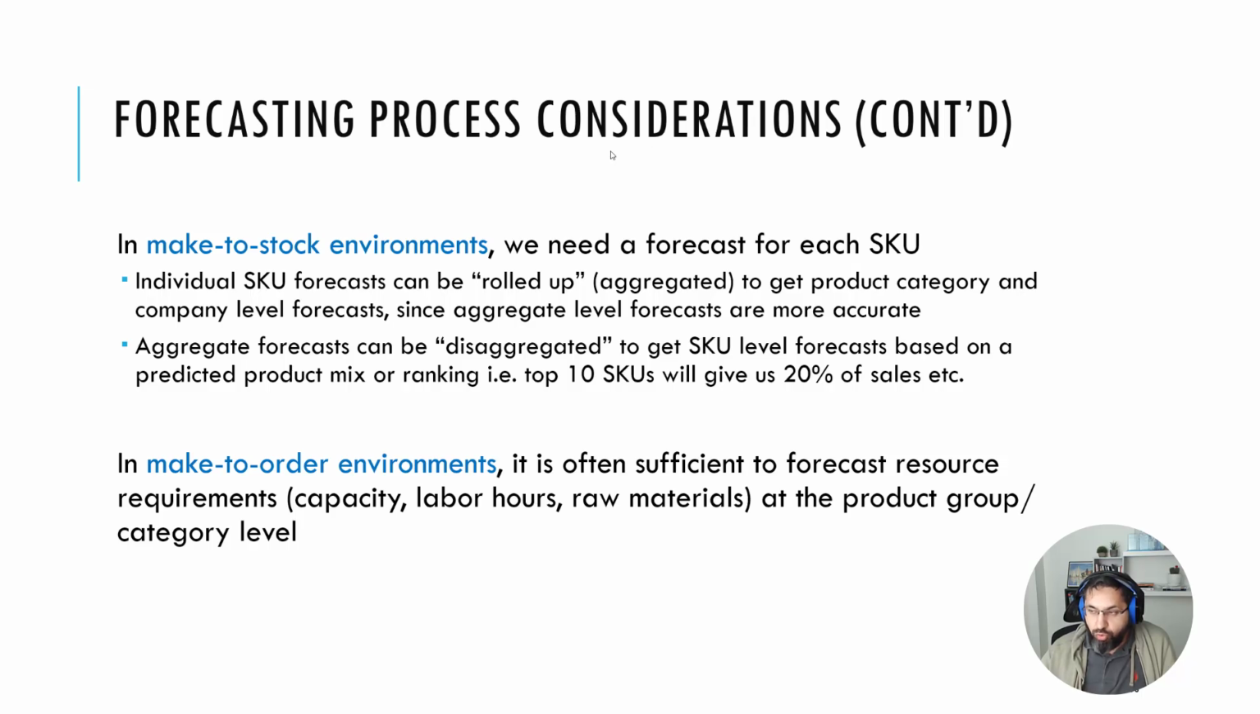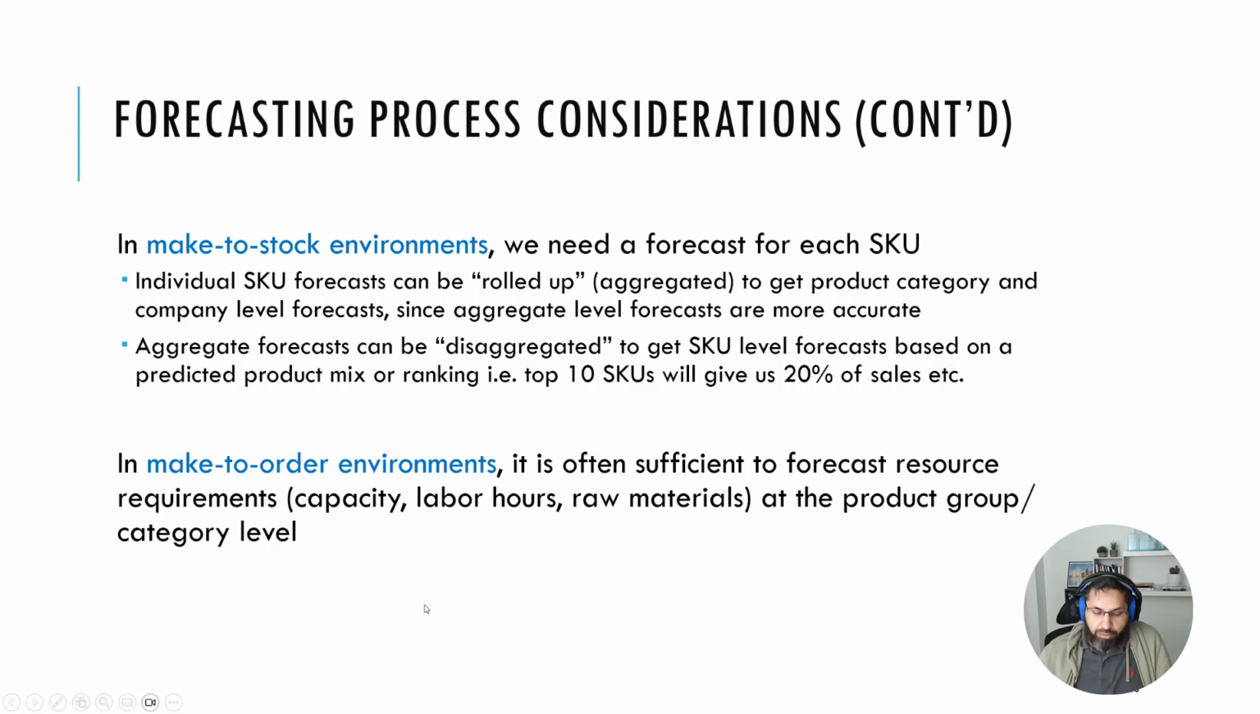In make-to-order environments, it's often sufficient to forecast resource requirements, like how much labor you need and how many raw materials you need, because you don't need to forecast exact SKUs. As long as you have the raw materials on hand and the labor and the machines available when the order comes in, because in make-to-order, you produce after getting the customer order. So once the order comes in, you have everything ready, capacity is there, workers are there, raw materials have already been sourced, you can quickly produce and ship it out. So in make-to-order environments, it's easy because you don't have to focus at the SKU level.